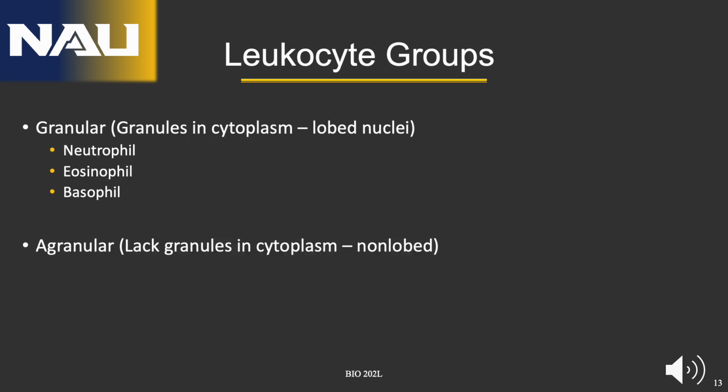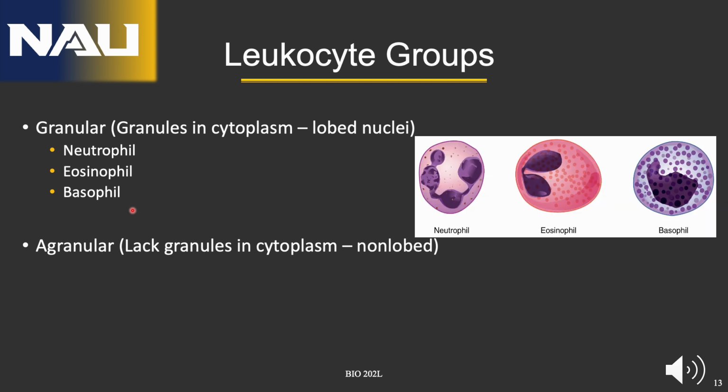Right, so now let's look at these two groups again, granular and agranular. We have neutrophils, eosinophils, and basophils within the granular group, and each one of these has granules that stain. Now, neutrophils stain using a neutral dye. So that's where they actually got their name. Neutrophil loves neutral stains. Eosinophil, well, it really likes the stain eosin. Eosin is an acidic stain, and it's really red. Basophils love basic dyes, and the basic dyes that we use are darker purple.